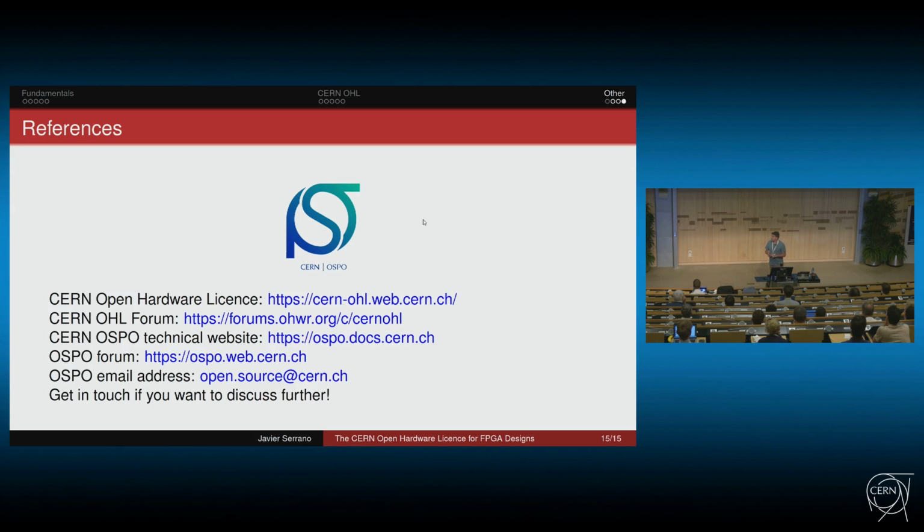So I'm leaving you with some references: the CERN Open Hardware License webpage, and the forum in case you have any questions. Then there is a technical website for the OSPO where we have a lot of material on best practices, and also a way to get in touch with us. So don't hesitate to get in touch, and I'll be happy to take any questions.